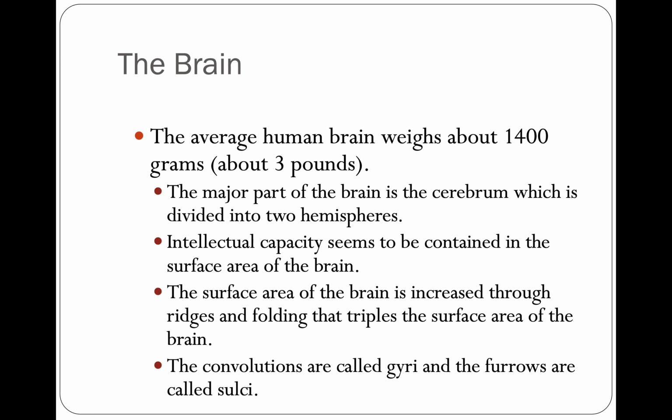The average human brain weighs about 1,400 grams, about 3 pounds. The major part of the brain is the cerebrum, which is divided into 2 hemispheres. Intellectual capacity seems to be contained in the surface area of the brain, as I was telling you before, the gray matter that is on the surface of the brain. Surface area of the brain is increased through ridges and folding that triples the surface area of the brain. And these convolutions are called gyri, and the furrows are called sulci.